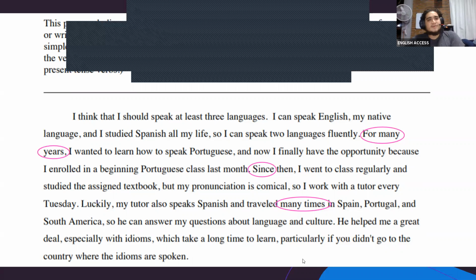So you learn to become more aware of these situations contextually or with expressions like this: for many years, since, many times. So that's good. I'm happy for you.